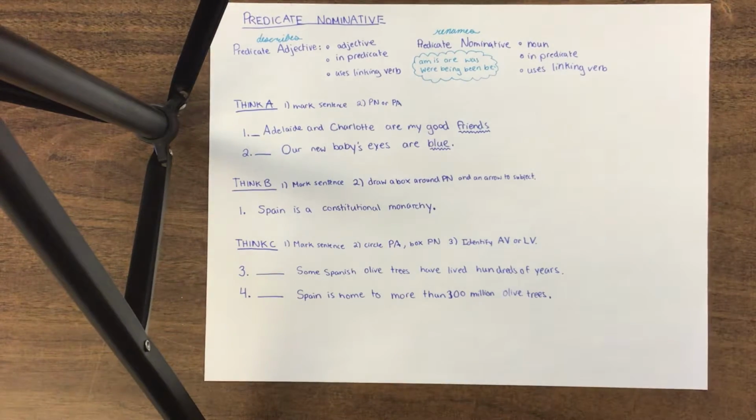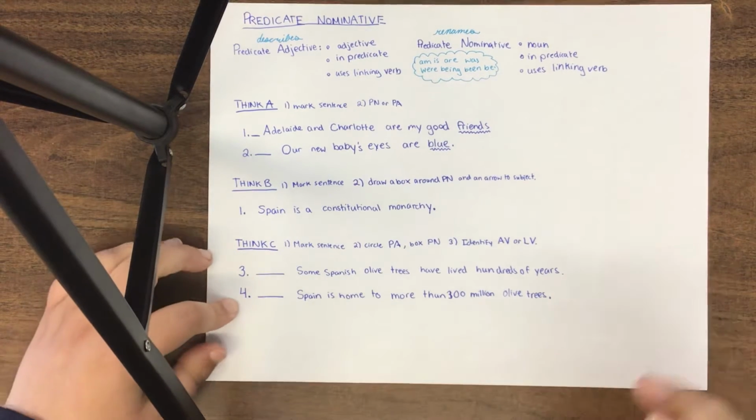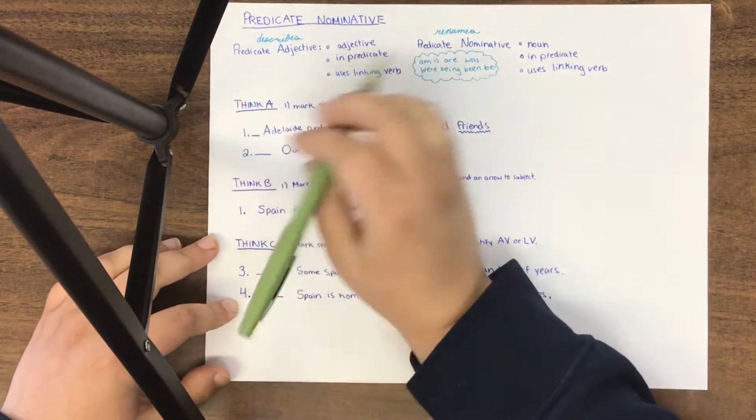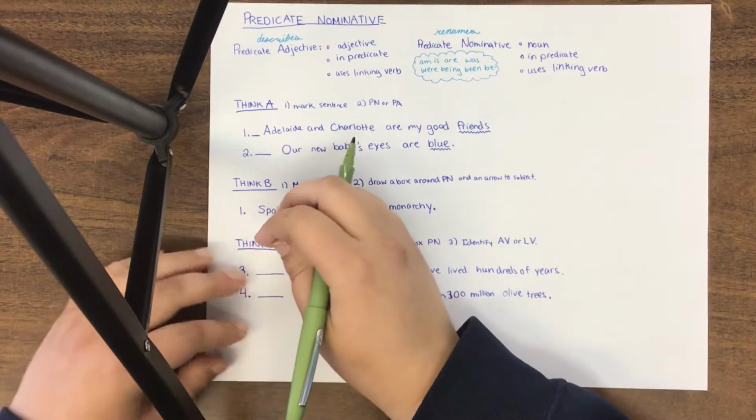Morning, grade 4s. Today we are going to be talking about the predicate nominative, which is very similar to the predicate adjective that we talked about yesterday. So let's just review what a predicate adjective is, and then we'll get into our predicate nominative.